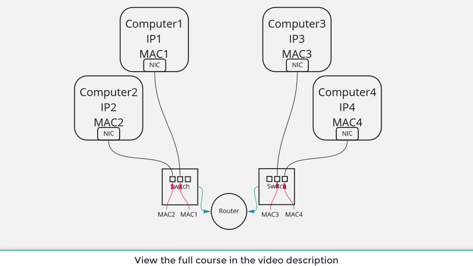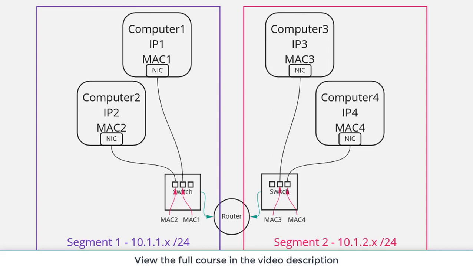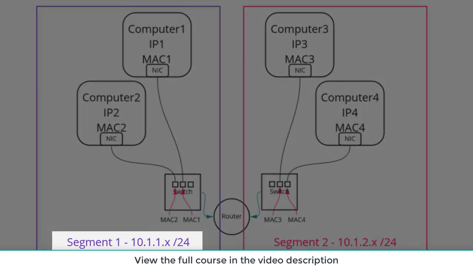We now have 2 different Ethernet segments. And so on the left, we have segment 1. And I'm going to call that segment 10.1.1.x/24. That's the subnet associated with segment 1. And if you're not familiar with a subnet just yet, that's okay. We're going to talk about them more in the next lesson.